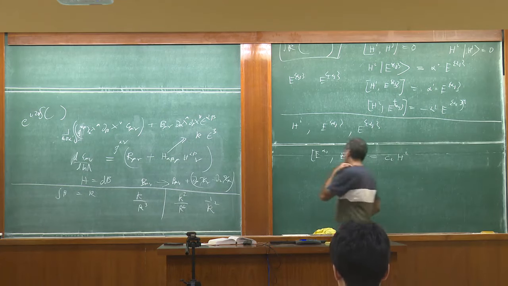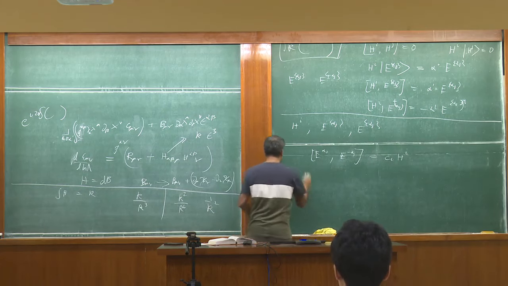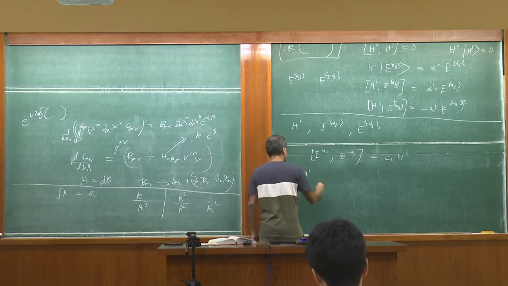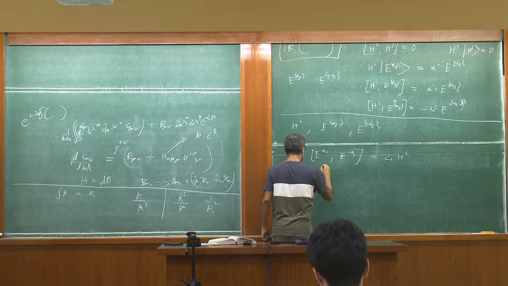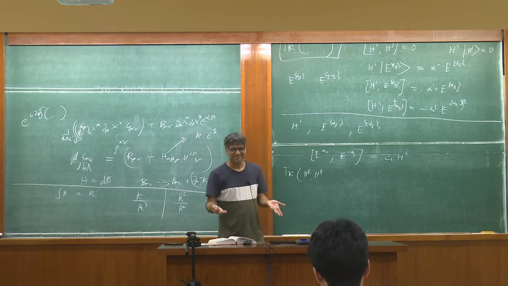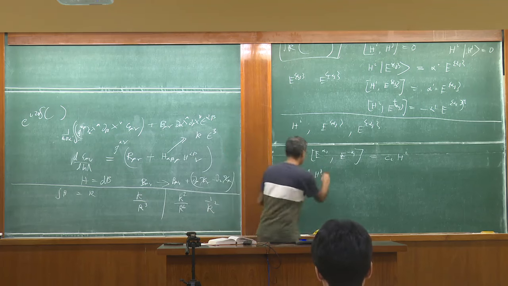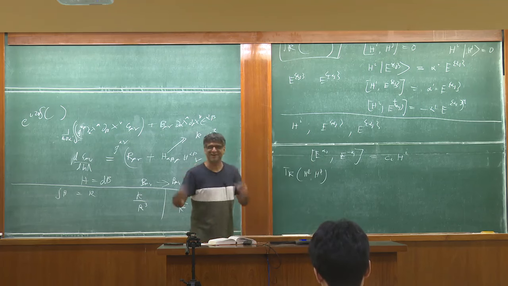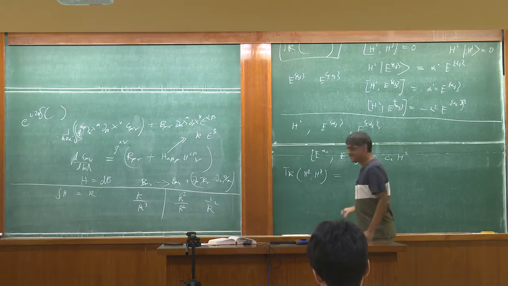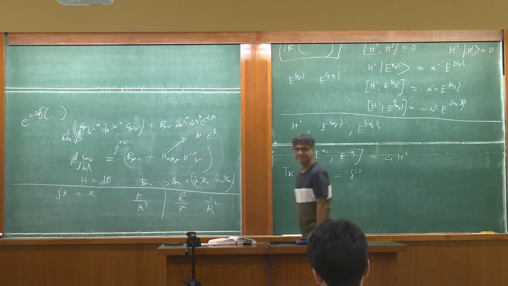Now, what we're going to do, and we may change the normalization in two minutes, is choose, in the space of zero eigenvectors, Hi, Hj, to diagonalize with respect to the inner product. When I write trace, I mean inner product. Trace is inner product, same thing. I'll choose this to be delta ij.